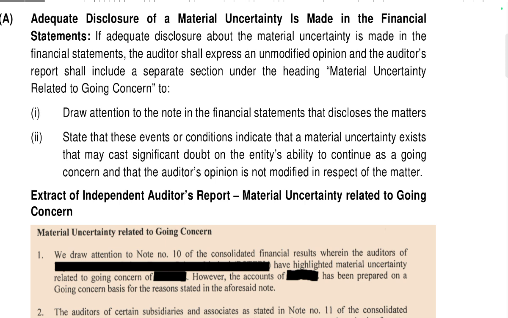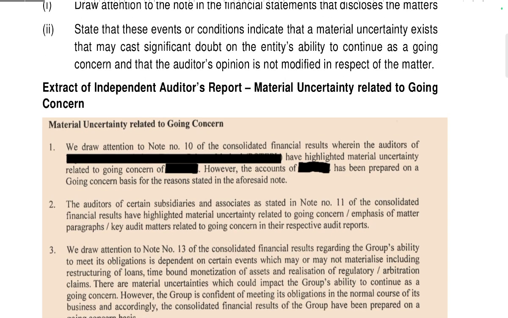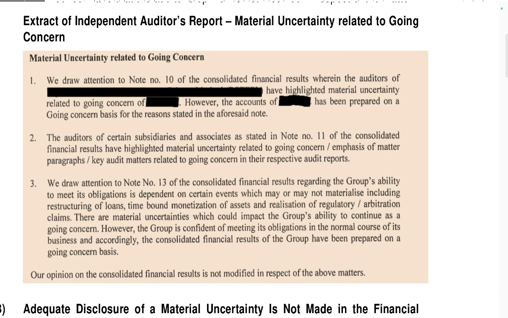State the events or conditions indicating that the material uncertainty exists. They may cast significant doubt on the entity's ability to continue as a going concern, and the auditor's opinion is not modified in respect of this matter. Extract of auditor's report: material uncertainty related to going concern.